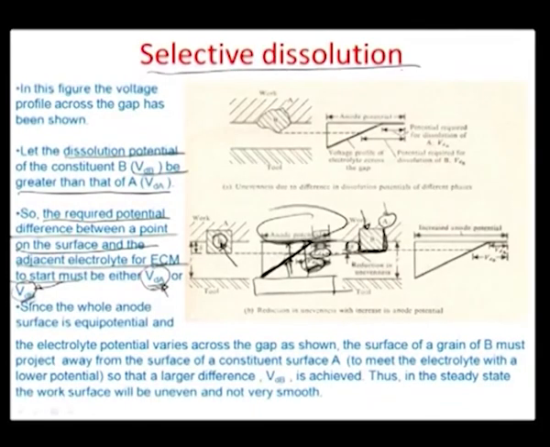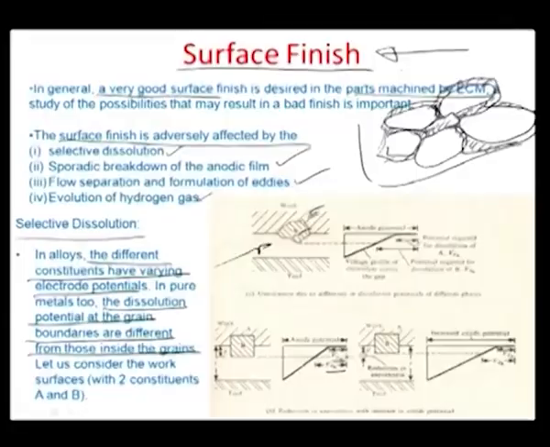So, I think today we are at the end of our lecture, but the other reasons why surface finish may get adversely affected, like sporadic breakdown of anodic film, or flow separation, or evolution of hydrogen gas, we will try to finish in the next lecture. Thank you.